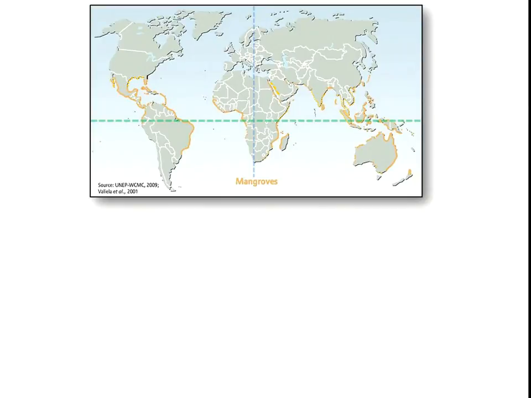So mangroves occur around the world, and this is a map, this orange line shows you where mangroves occur. So you see that's primarily in the tropics, in the north about 30 degrees north latitude to about 38 degrees south latitude.